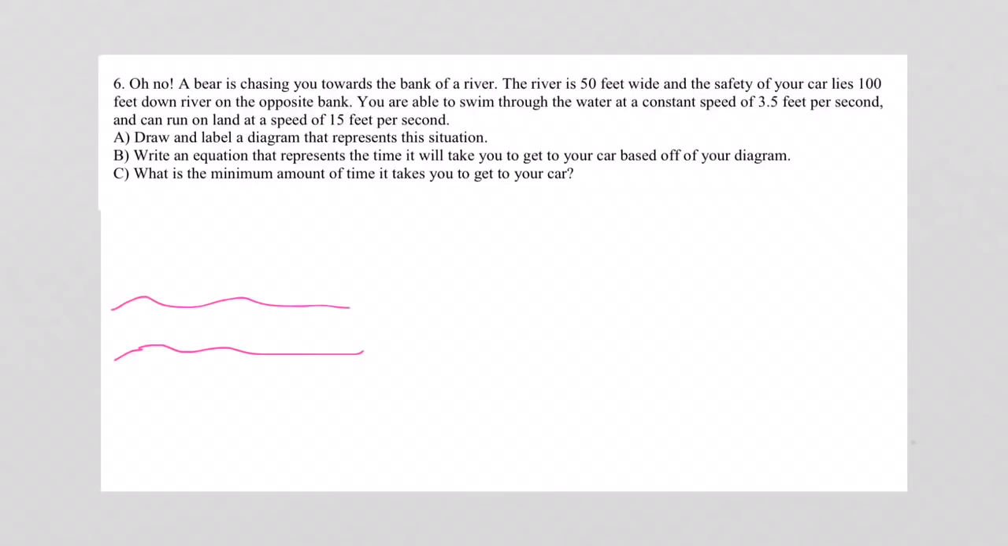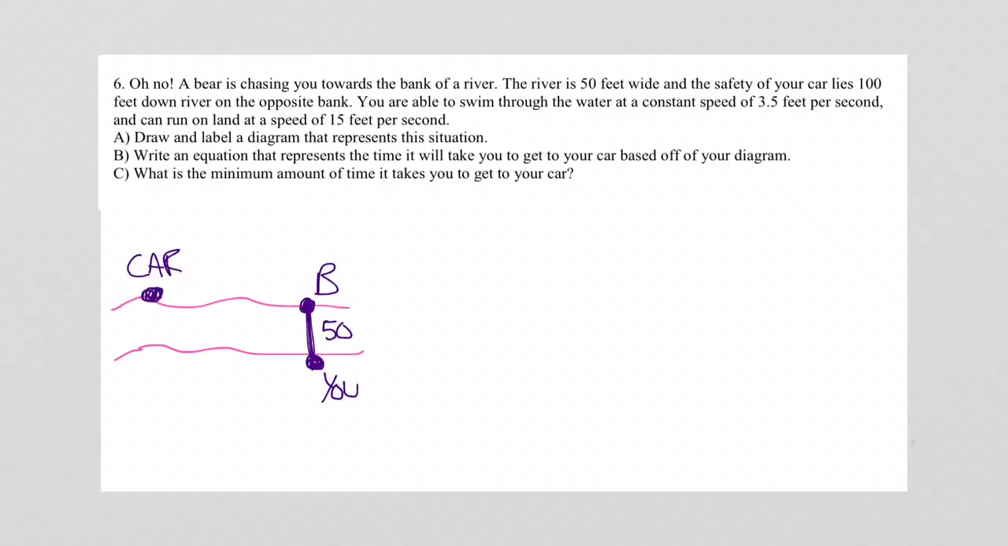So there's our river. Let's say that is you at the bank of the river. You've run to the bank of the river, and now you're trying to figure out how to get across it and how to get to your car. And so let's say this is your car. And what are we told? We're told that the river is 50 feet wide, so that means directly across from you, let's call that point B for maybe the bank of the river, that distance right there is 50, okay?